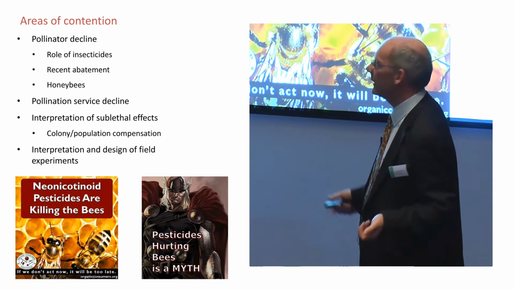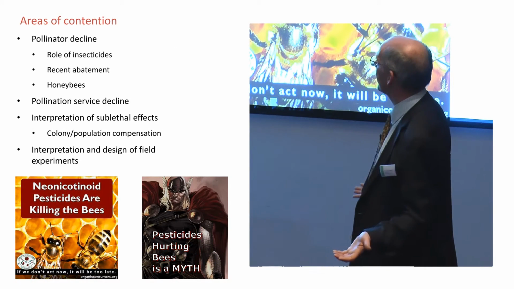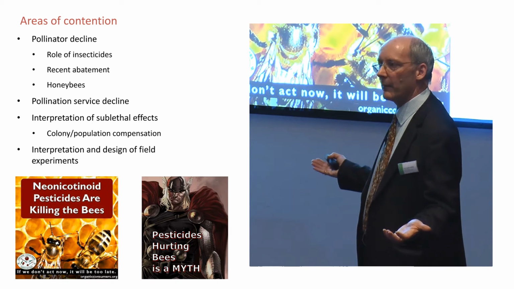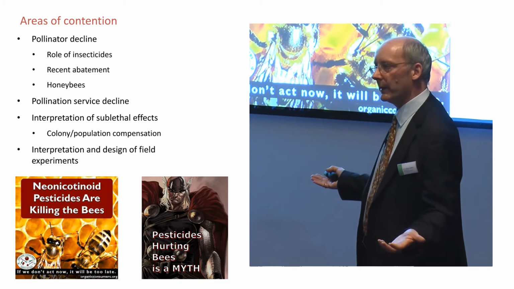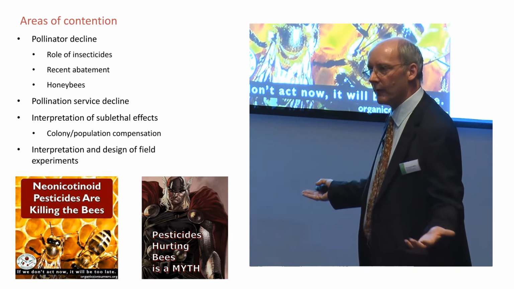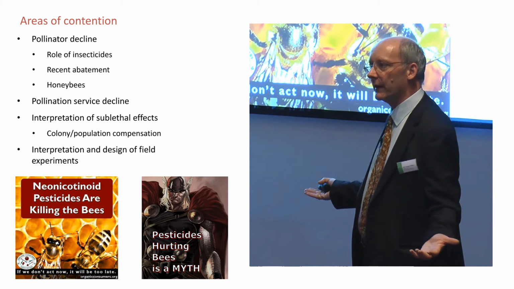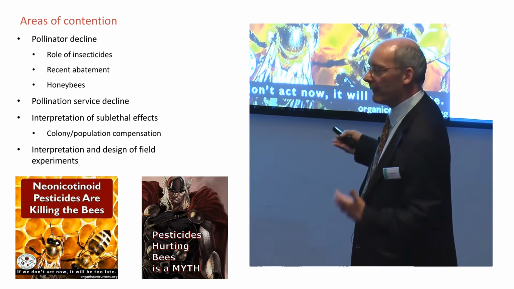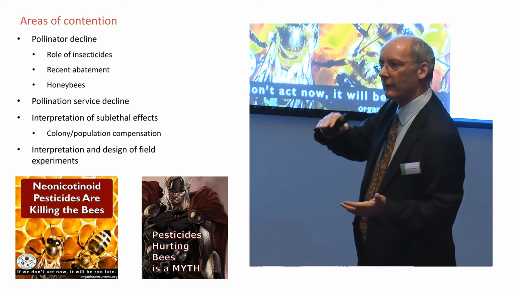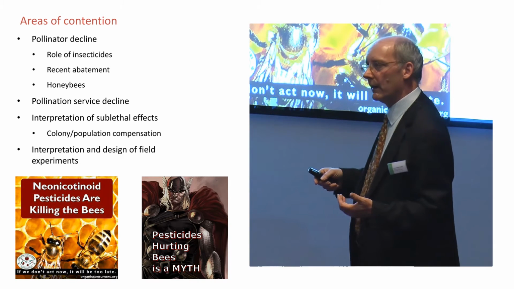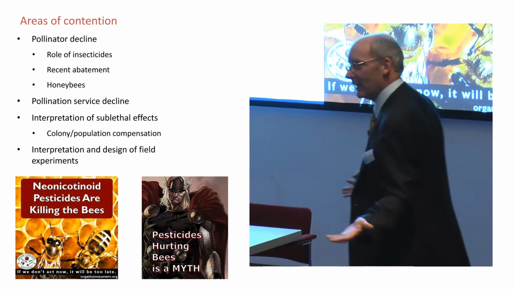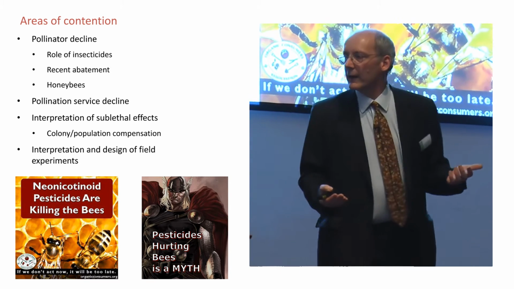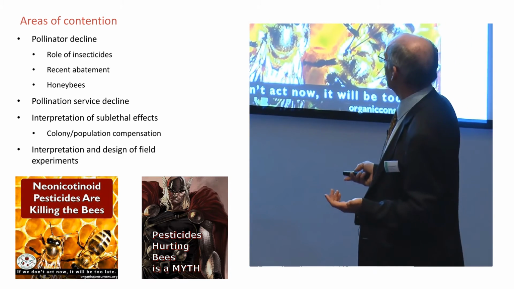And many areas of contention, so the role of insecticides. It's clear that bee populations were going down, species richness was going down, but probably been going down for 100 years. Insecticides, neonics, were only about quite recently. There's evidence about abatement recently, that the rate of decline has fallen off. And honeybees, well, what largely determines the number of honeybees is the number of beekeepers and their motivation.